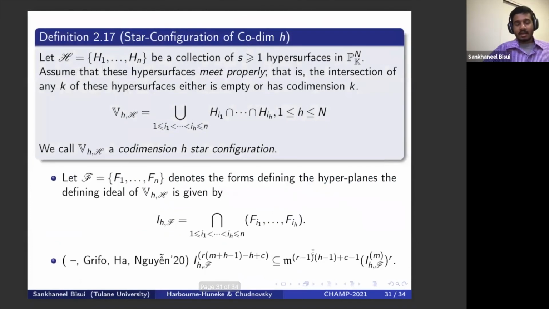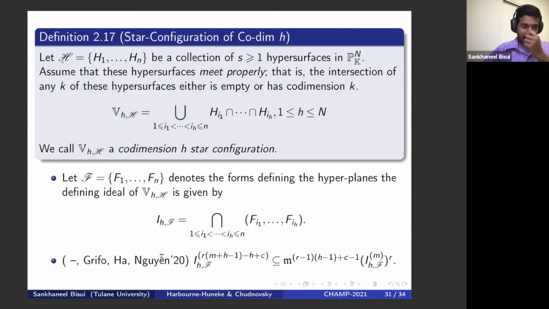Now, lastly, I would like to talk a little bit about some ideals which are different than the points. So far, all the results that I have talked about mostly cluster around the ideals defining points. Now, this one is about the star configuration of codimension h.